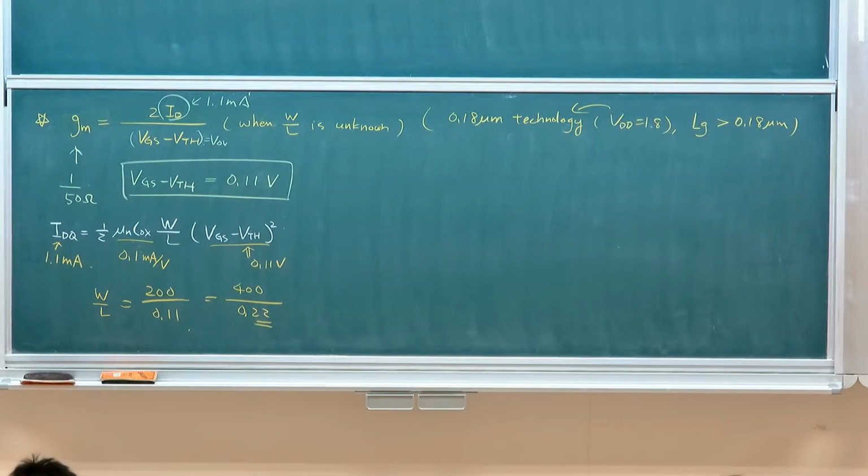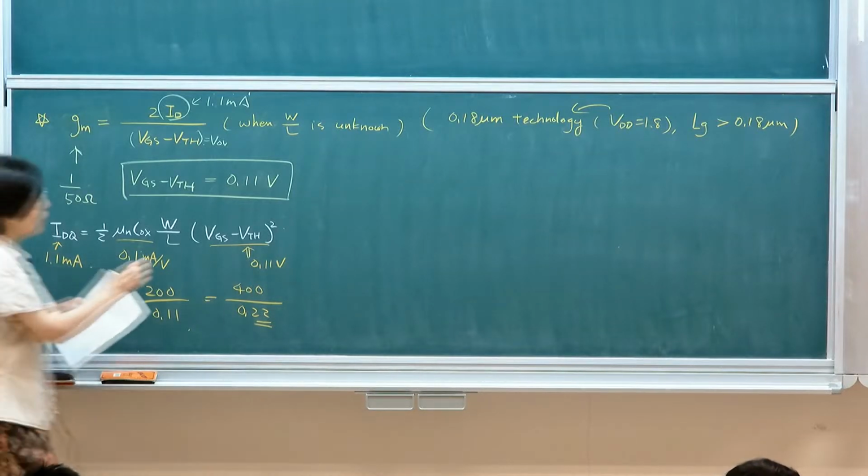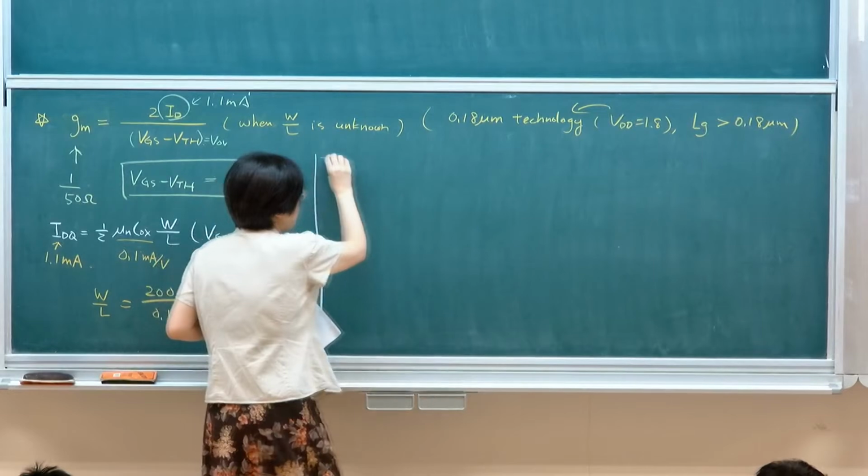And finally, remember what we want. We already answered this. So I already know that W over L equals 400 over 0.22. So I determined the size of my transistor. The next thing is to determine RG1 or RG2. So this is fairly easy. This is just a DC biasing part.